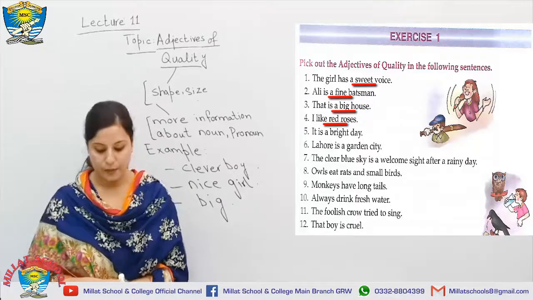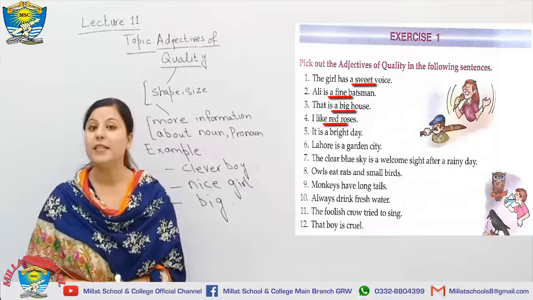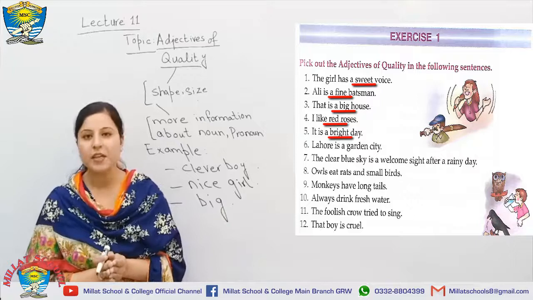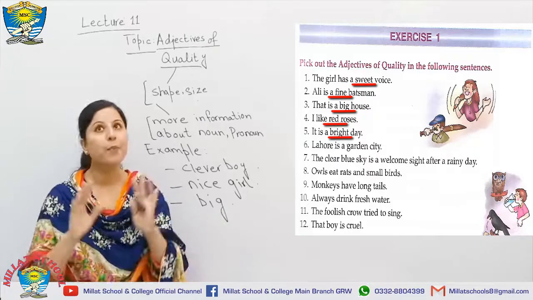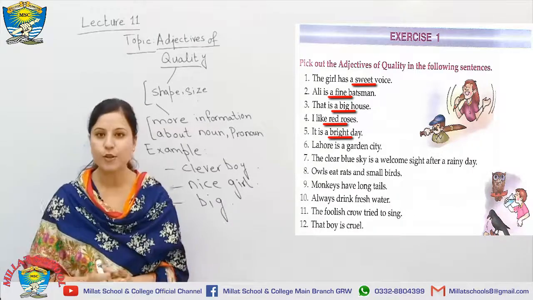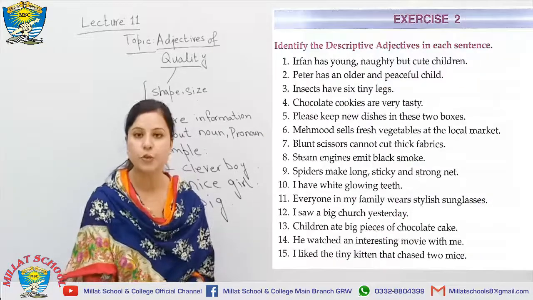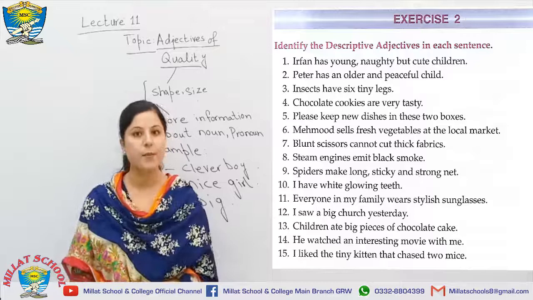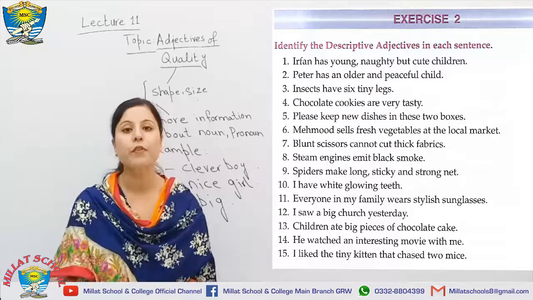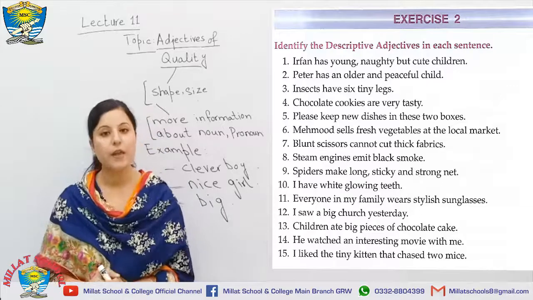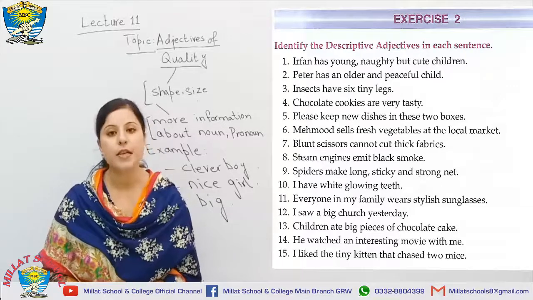Number 5. It is a bright day. So bright day tells us about the quality of the day. It is a bright day. Got it? So rest of the sentences will be done in the same way. Let's switch to the next page. Exercise number 2 on page number 54. Identify the descriptive adjectives in each sentence.